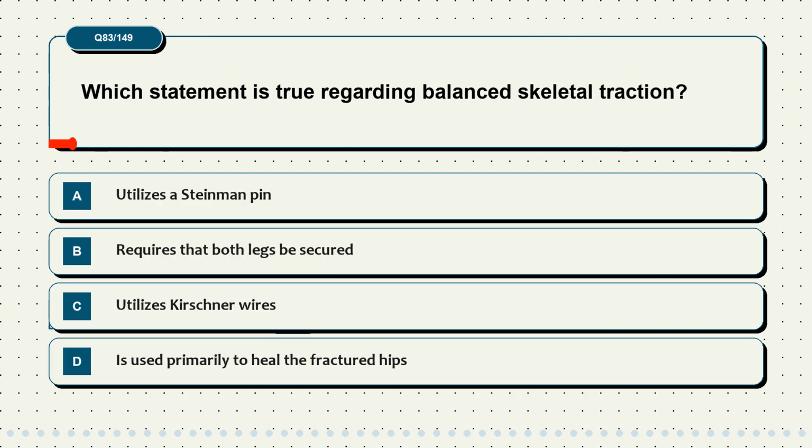Question 83. Which statement is true regarding balanced skeletal traction? Here are the options. Option A utilizes a Steinmann pin. Option B requires that both legs be secured. Option C utilizes Kirschner wires. Option D is used primarily to heal fractured hips.